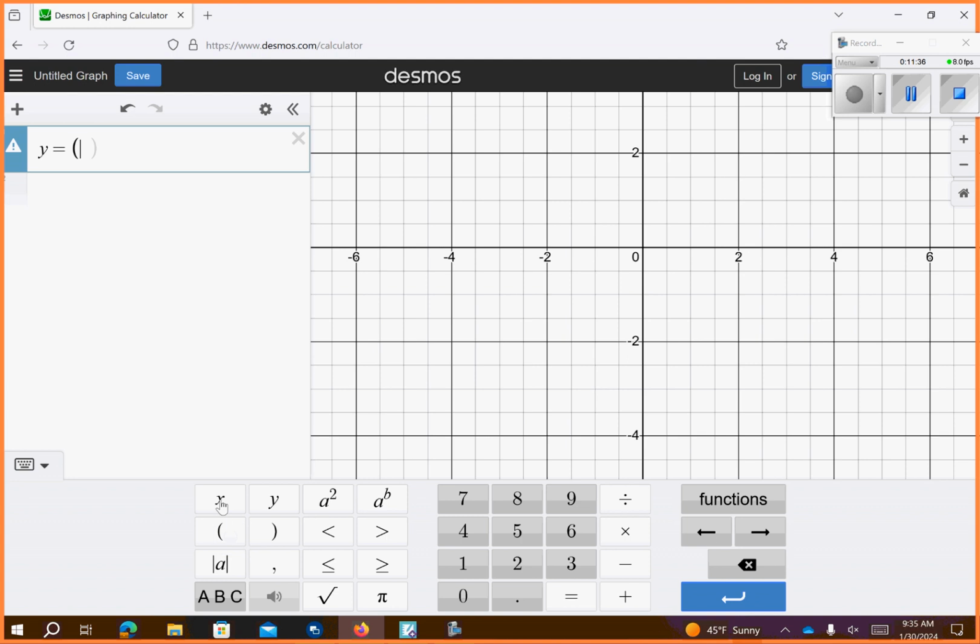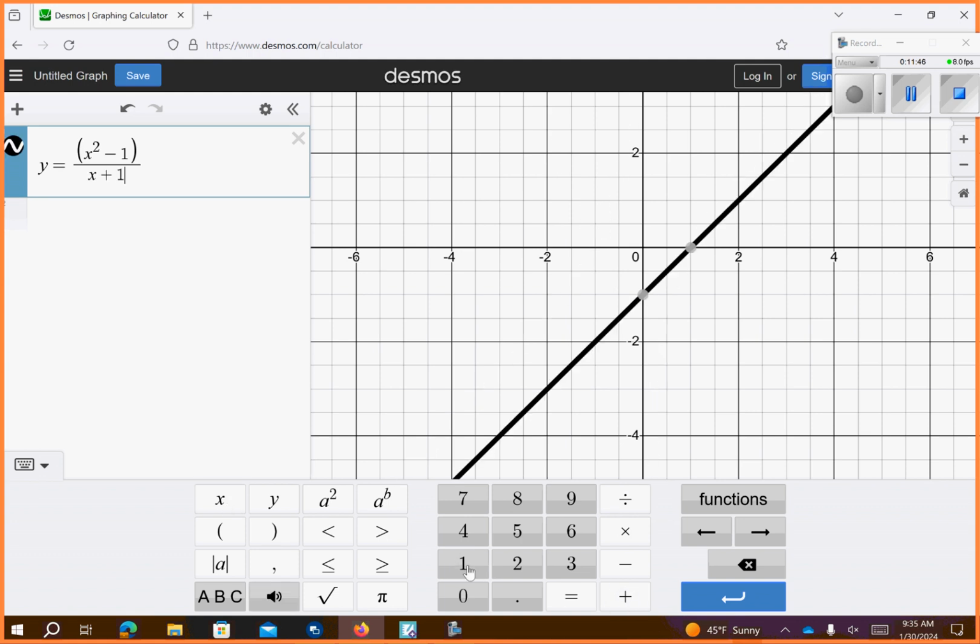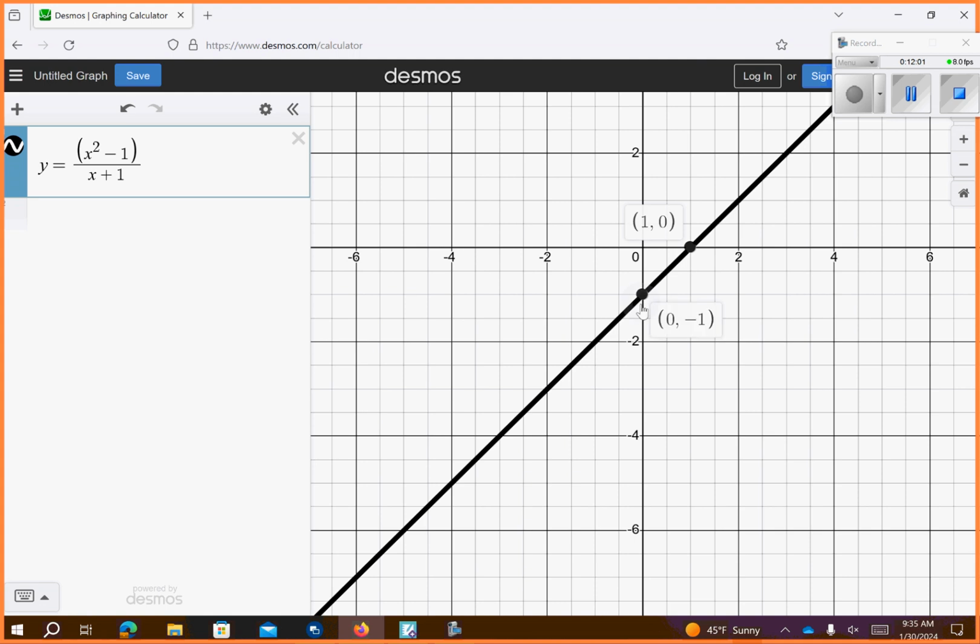I'm going to go x squared minus 1 divided by x plus 1. Okay. This has a hole in our function. And if I'm looking at the graph, you're like, what is this hole you speak of? Because right now I can see where it crosses the x-axis and I can see where it crosses the y-axis. That's joyous. I'm happy.